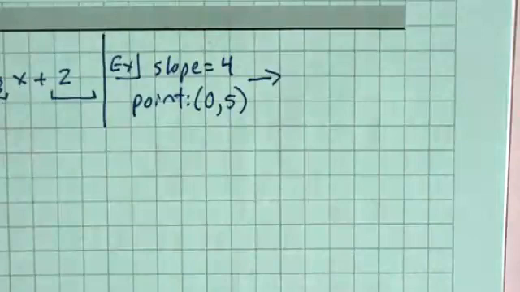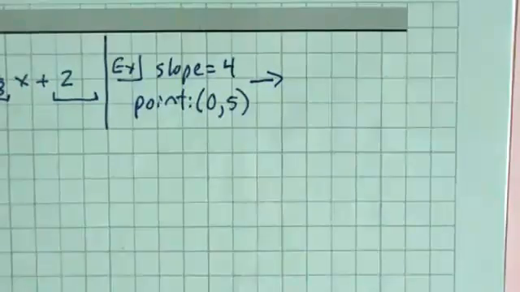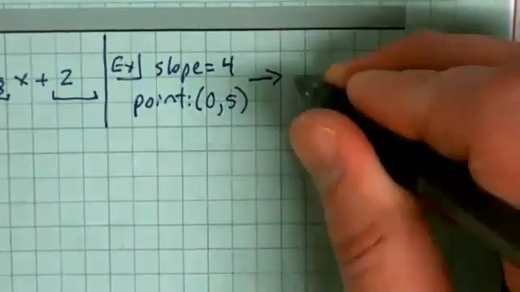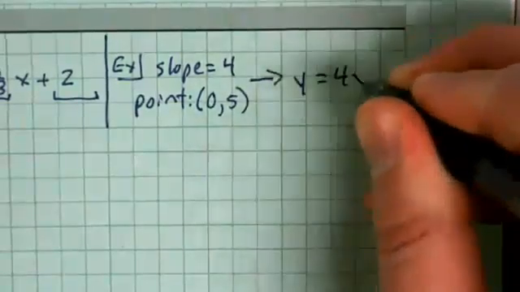Anybody want to be brave on this one? This one's a little bit weirder. What do you think? Y equals 4x plus 5. Anybody else want to vote for y equals 4x plus 5? I'm seeing a couple other nods. Several other nods. All right.